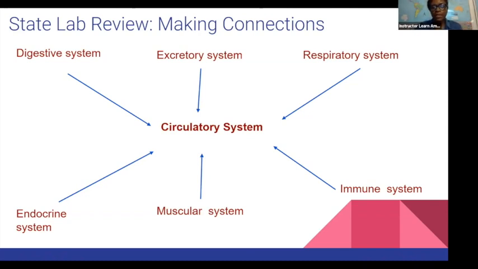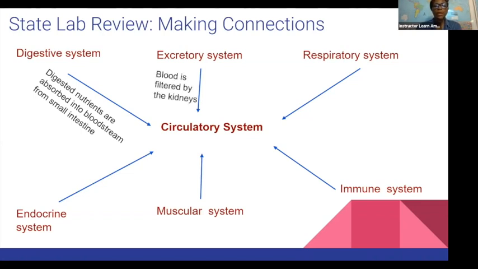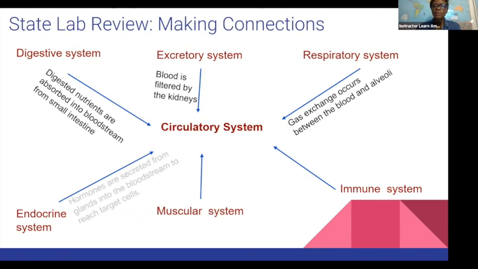But everything links back to the circulatory system, which helps to deliver what's needed and also to pick up materials that are not needed to help get them out of the body. Like we could see nutrients will be absorbed into the bloodstream. In the excretory system, we see that blood gets filtered in the kidneys, which are part of the excretory system. Gas exchange takes place between the blood and the alveoli of the lungs.